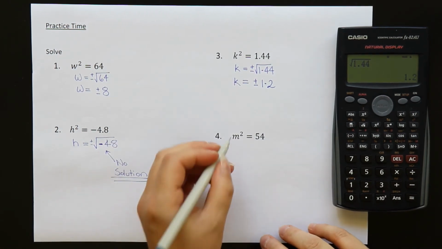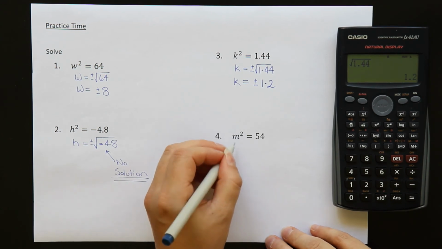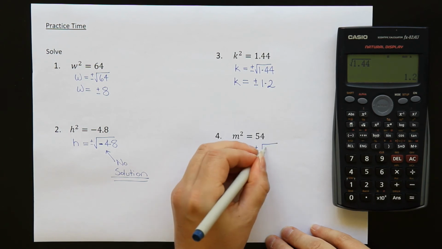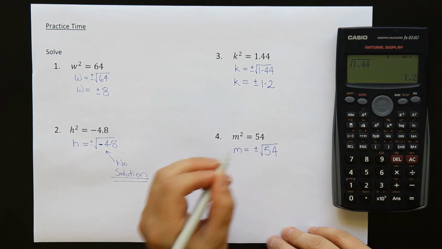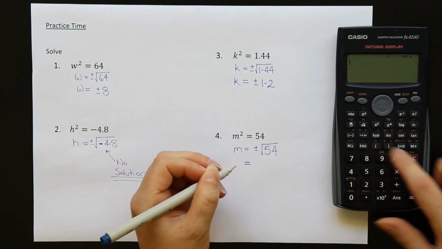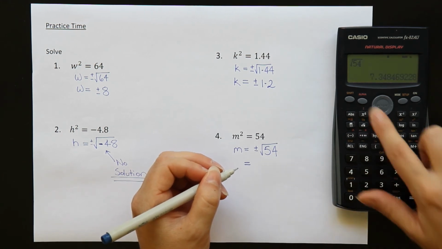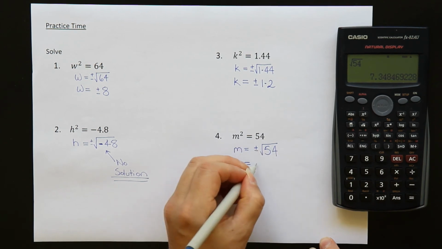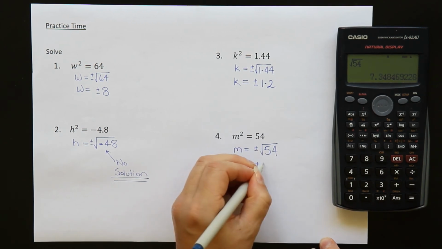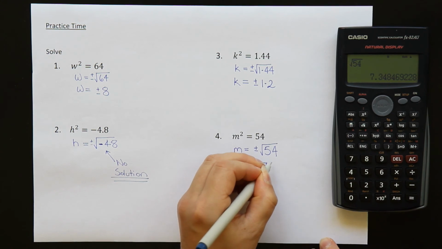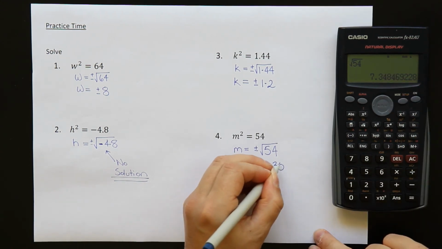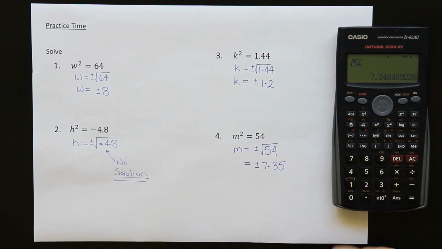Question 4, last one. M squared is equal to 54. Get rid of the squared. I need to put a square root sign over the 54 and the plus or minus out the front. Now this time when we square root 54, we get a big yucky decimal. So this is our exact answer, and I also need to write my decimal answer through 7.3, and that will round up to be a 5. 7.35 would be my decimal answer to 2 decimal places.